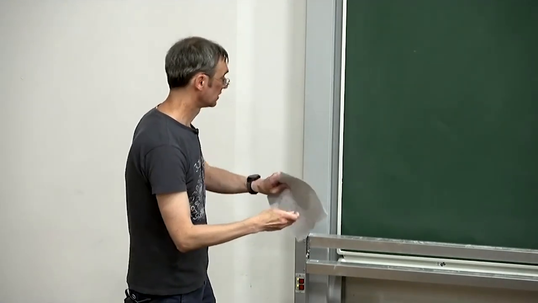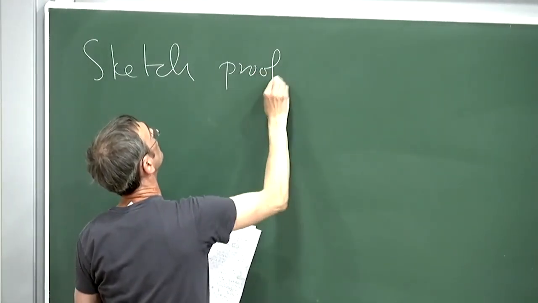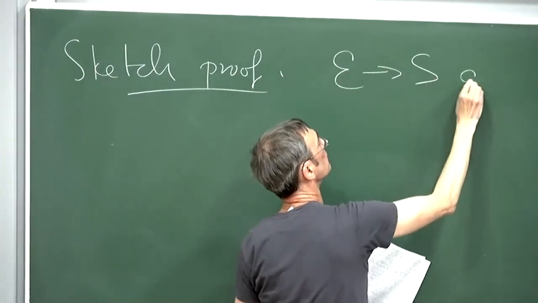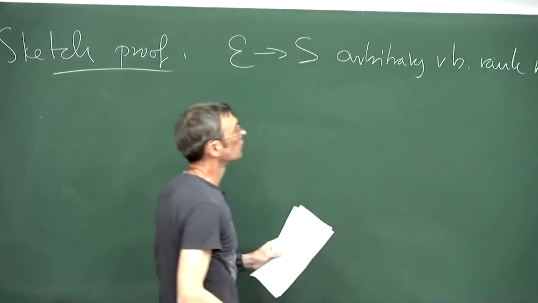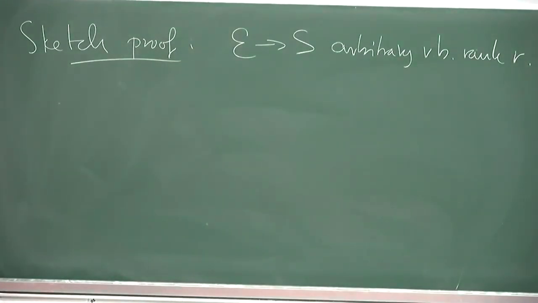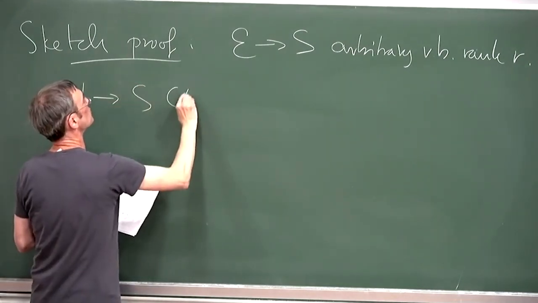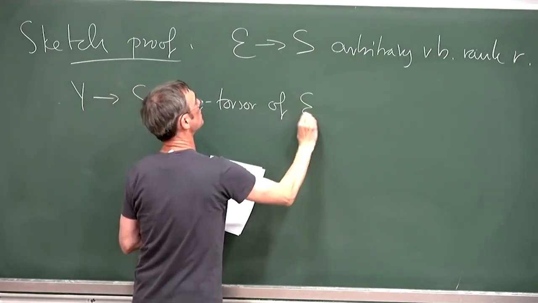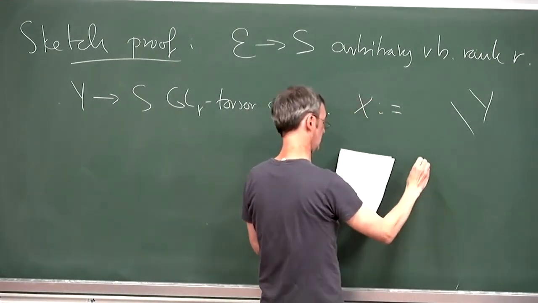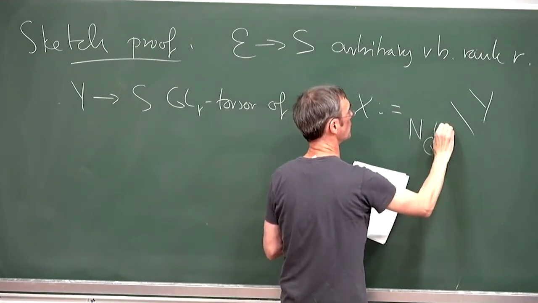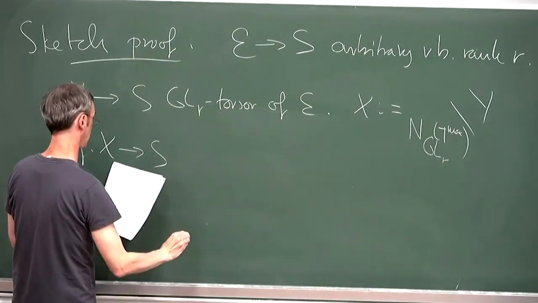Okay, yeah, let me just quickly sketch the proof. So now we take an arbitrary vector bundle of rank R. And yeah, the usual assumptions, we can assume S to be connected. And then we have a GLR torsor associated to this E. And then we get X to be Y, where we quotient out the normalizer of the maximal torus. And what we have then is a smooth map from X to S.